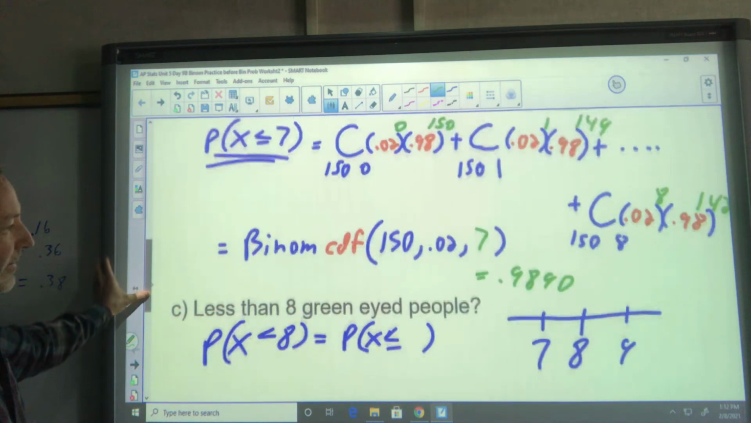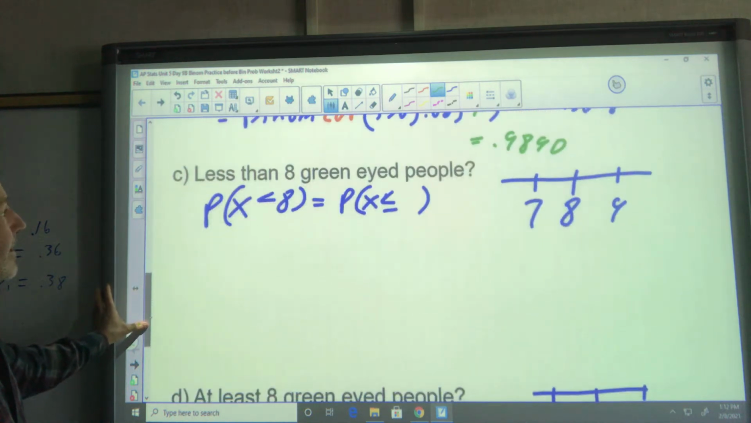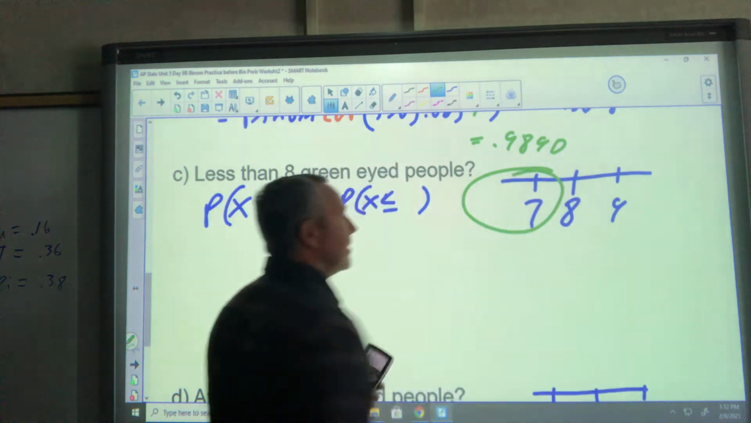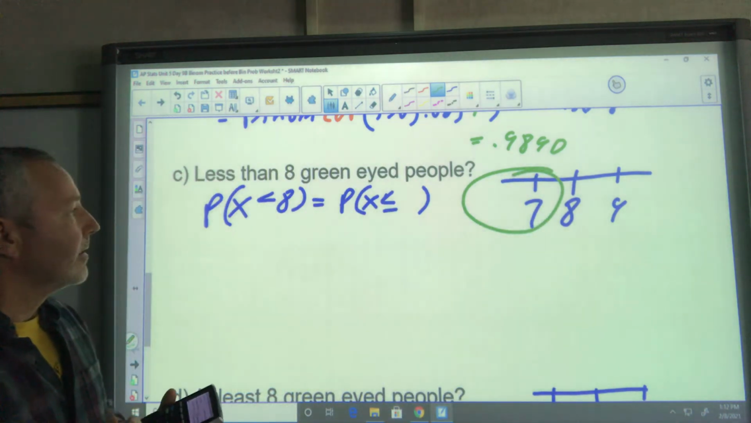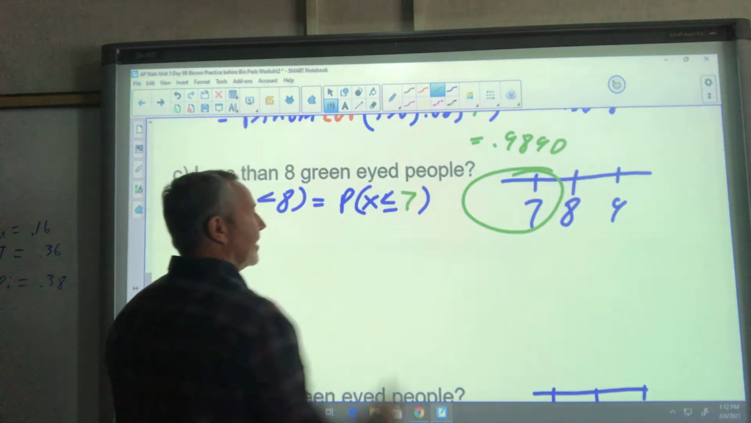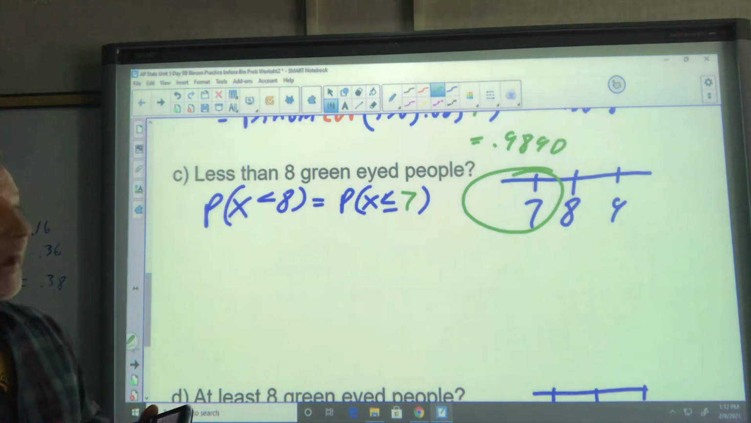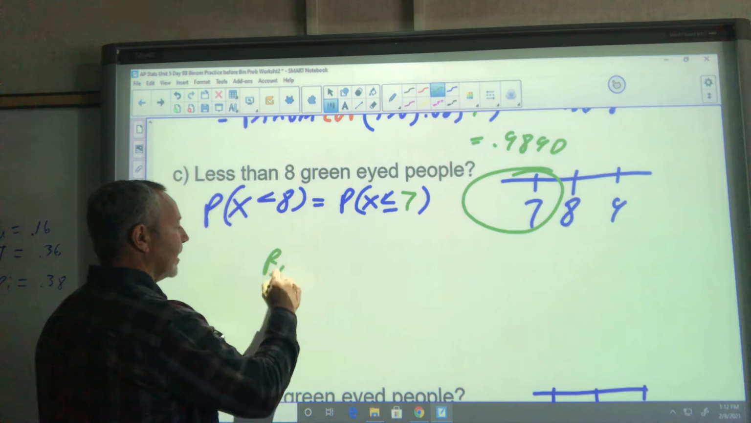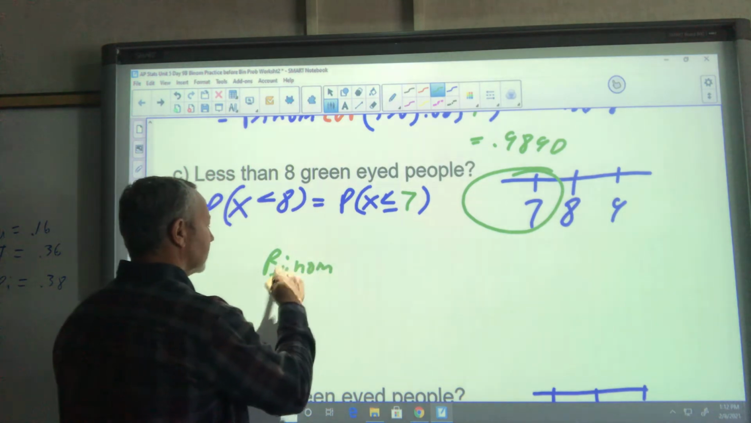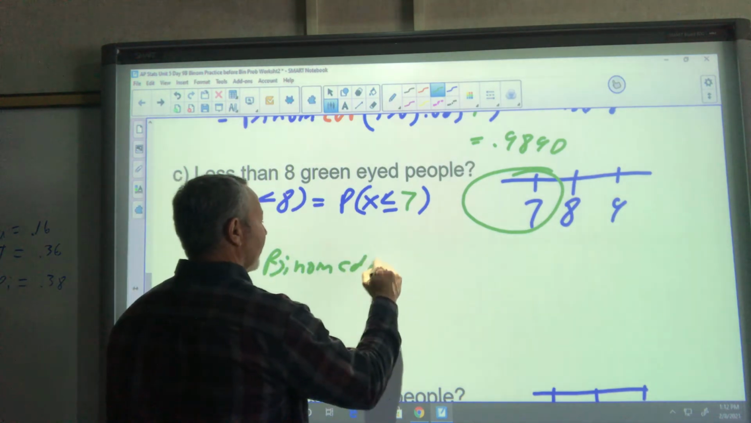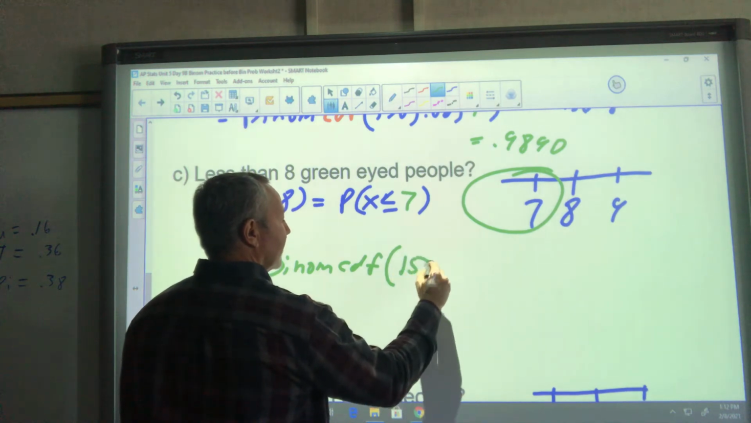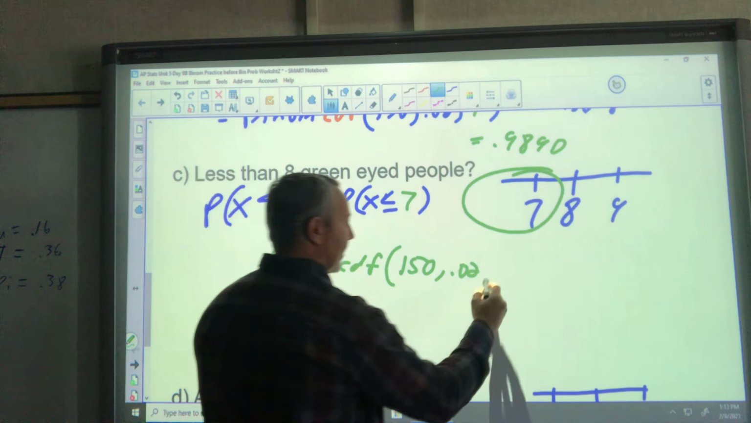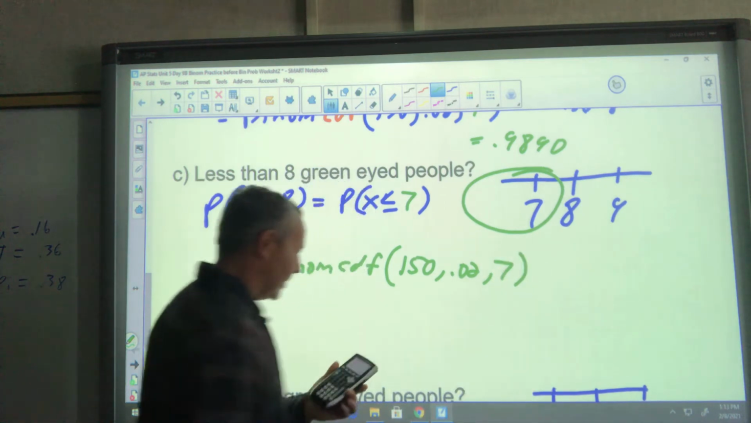All right, anyways, let's come on to our next one. Less than 8. Less than 8 means this. Well now it's going to be less than or equal to 7 is what I want to put in my calculator. I'm going to skip the work right now just to speed up for our lesson. This will end up being binomial CDF. 150 is our number of trials, 0.02 probability of success, and the number that I'm looking for here is going to be 7 this time.